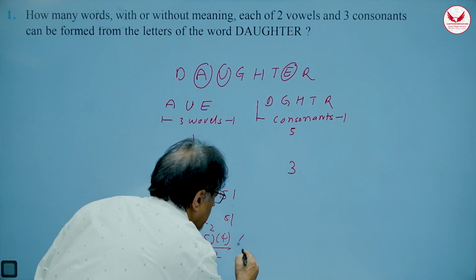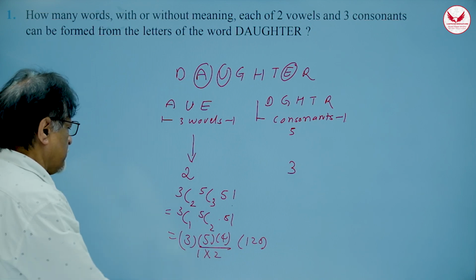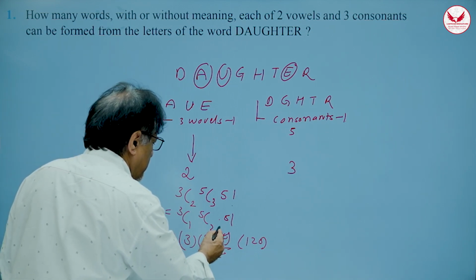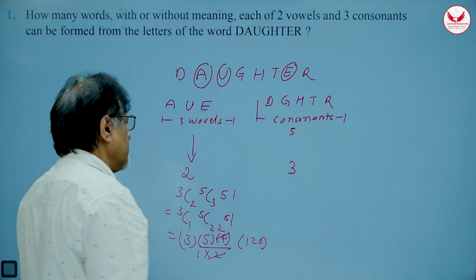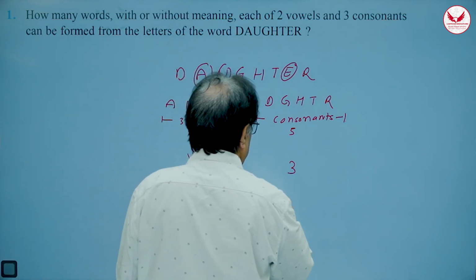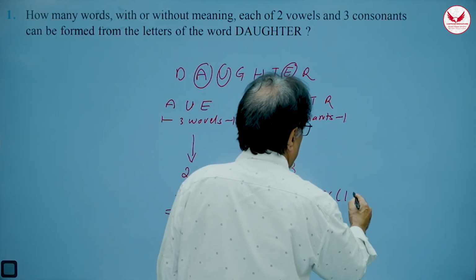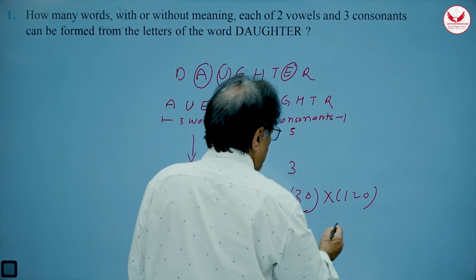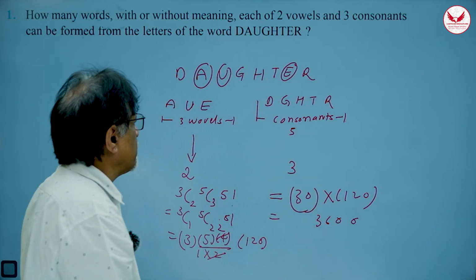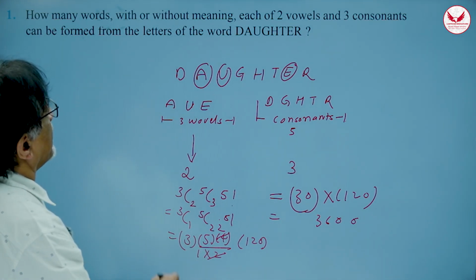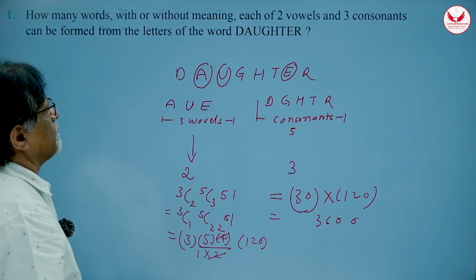And 5 factorial, you all know, is 120. So the 2 and the 4 will get cancelled and you get 2. So 3 times 5 is 15, and 15 multiplied by 2 is 30. 30 multiplied by 120 is the final answer. That gives you 2 zeros followed by 36. So 3,600 words can be formed containing exactly 2 vowels and 3 consonants from the letters of the word daughter.